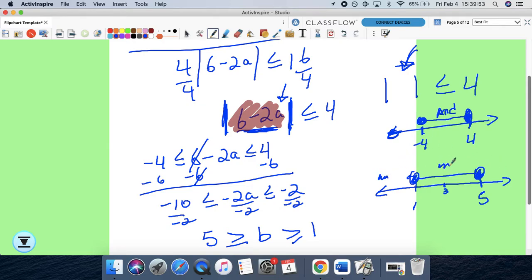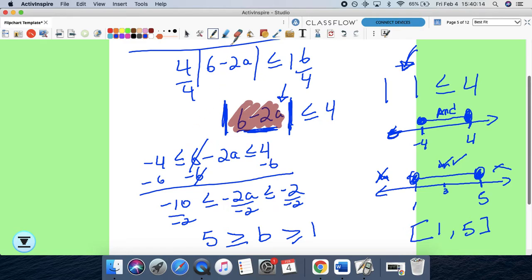So we tried numbers between 1 and 5, which worked. Numbers to the left of 1 don't work, so I put an X. Numbers inside here worked, and numbers to the right of 5 didn't work. Okay, so this one we use brackets because it's inclusive. 1 actually is part of the solution, and 5 is also part of the solution, so we use brackets.